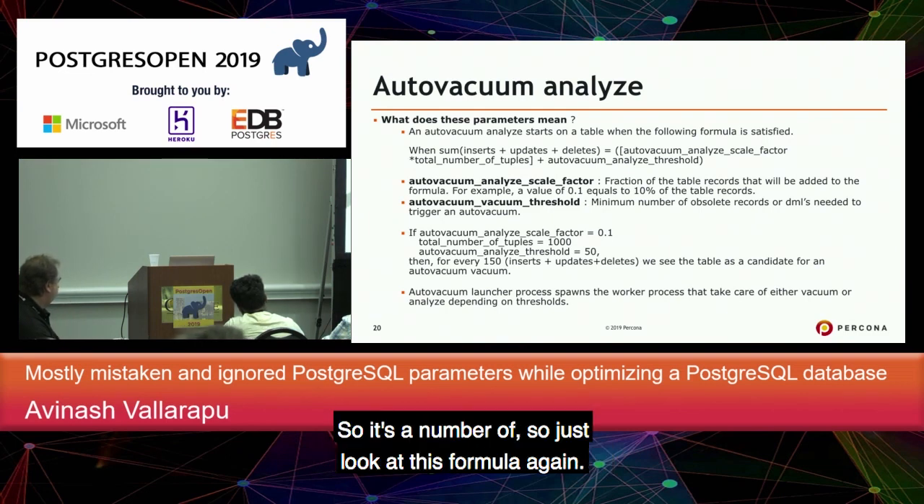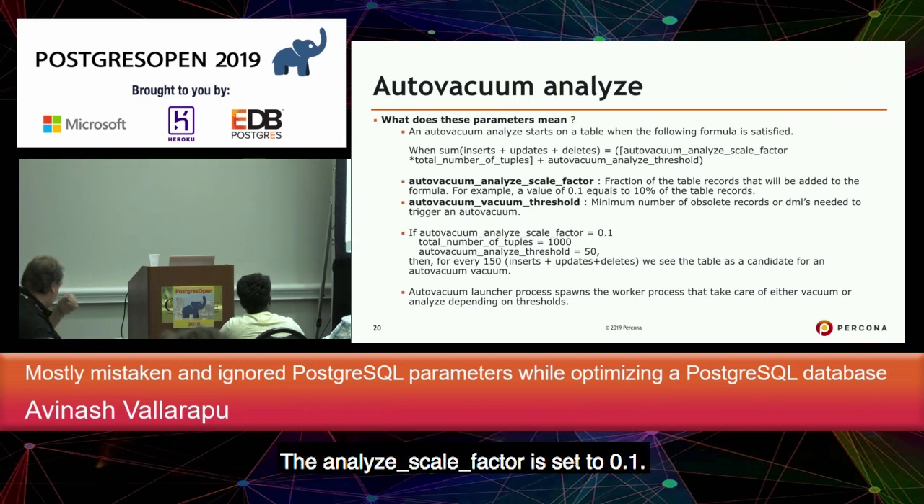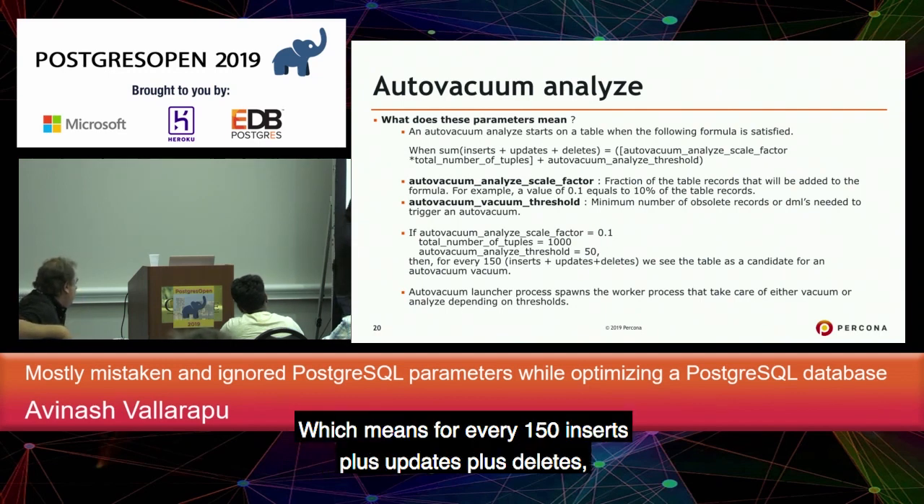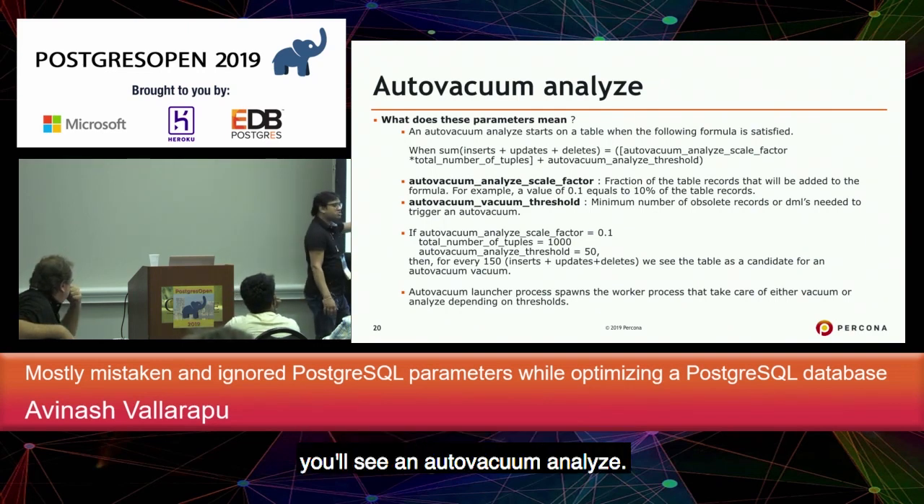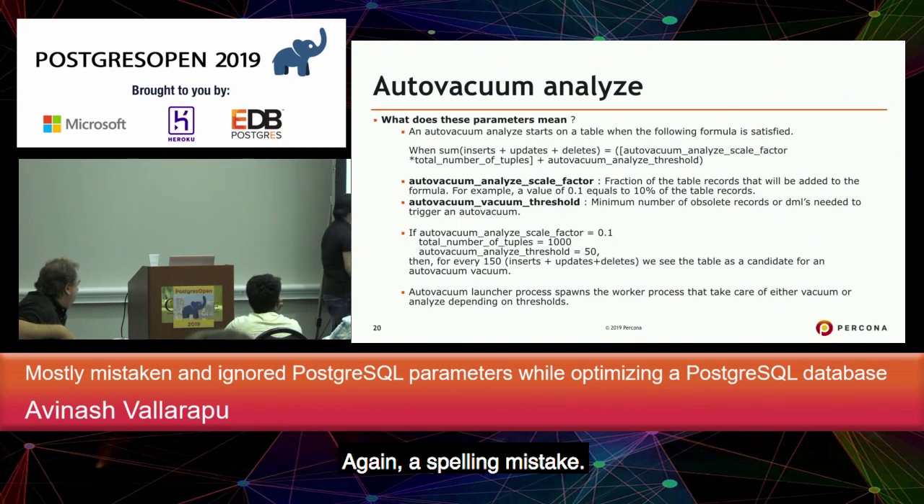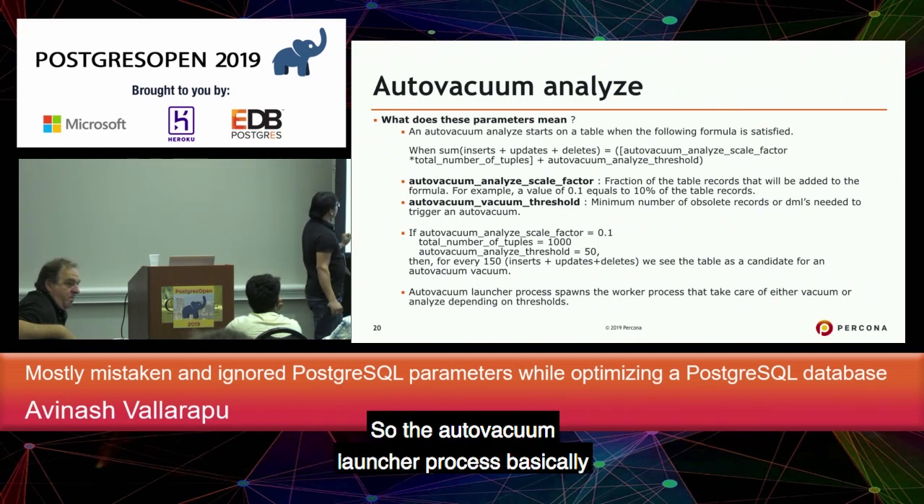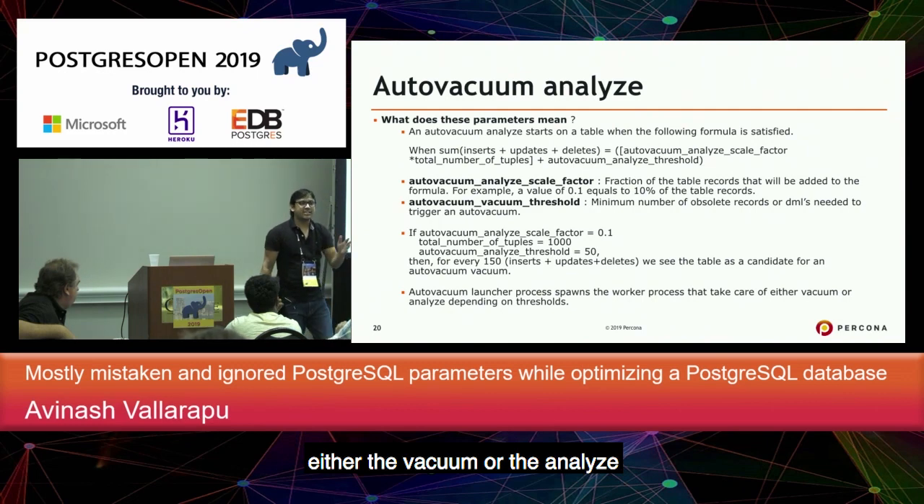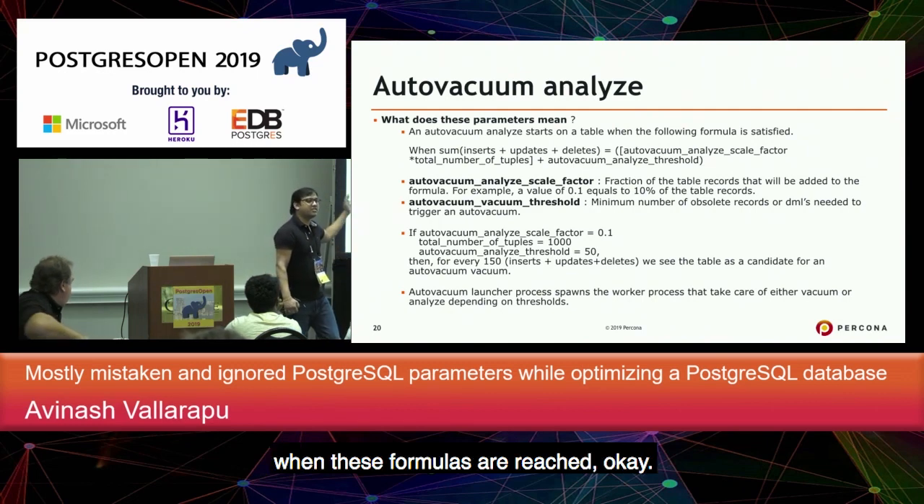So just look at this formula again. The analyze scale factor is set to 0.1. Total number of tuples, 1,000. Analyze threshold is 50, which means for every 150 inserts plus updates plus deletes, you see an AutoVacuum analyze. Again, a spelling mistake. So the AutoVacuum launcher process basically spawns the worker process that runs either the vacuum or the analyze when these formulas are reached.